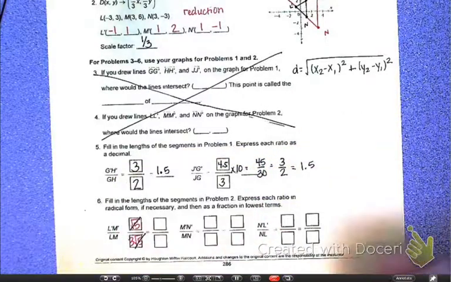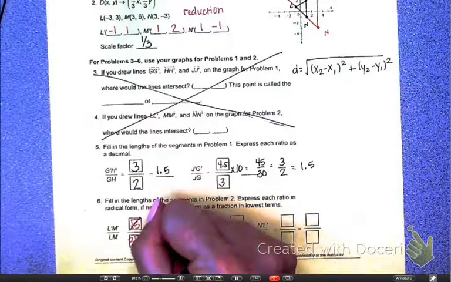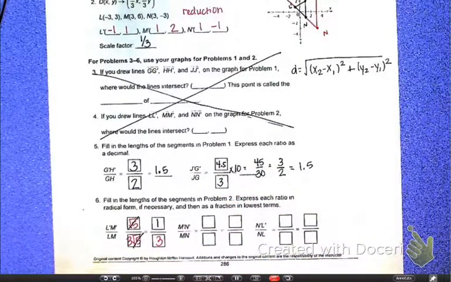So if you have nothing left on top, you really have a 1, because the square root of 5 divided by the square root of 5 is 1. And then 3 is on the bottom. Isn't that what we were supposed to get? Right? That's our scale factor.